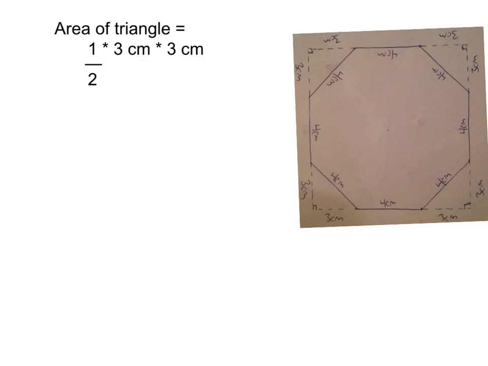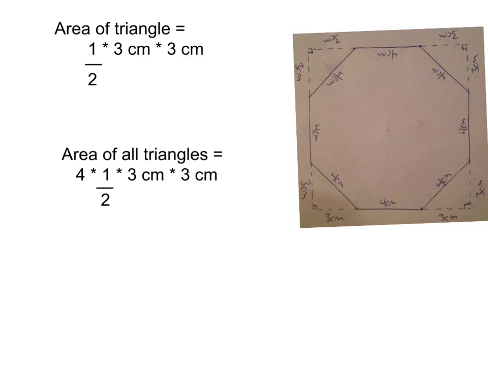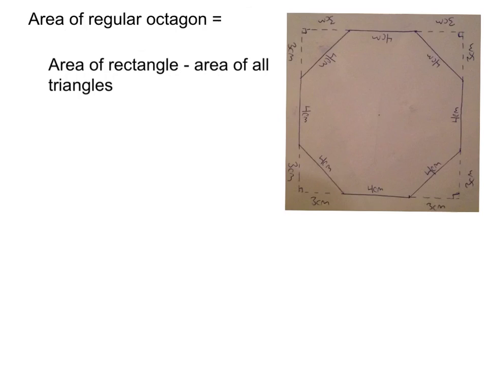Notice that the area of one of the triangles is just 1/2 times 3 centimeters times 3 centimeters. Since all of the triangles are of equal size, we can multiply the area of one triangle by 4 because we have 4 equal triangles there. So multiplying from left to right, we get 18 centimeters squared as the area of all the triangles.